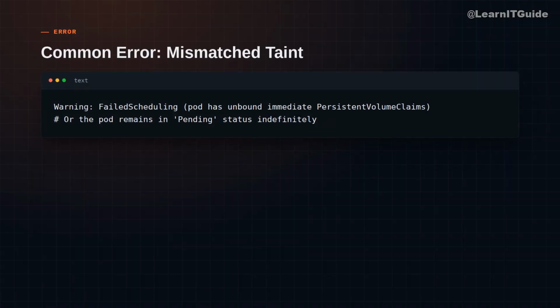So what is a common mistake here exactly? If your pod stays in pending status, it often means the tolerations don't match the node's taint. The scheduler literally cannot find a home for the pod. You must double-check the key and the effect against the node's configuration.